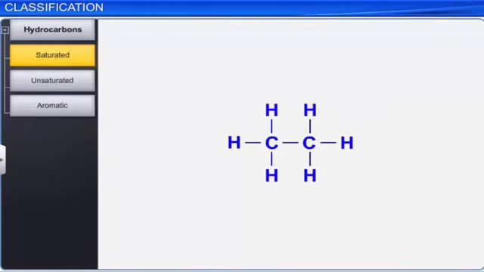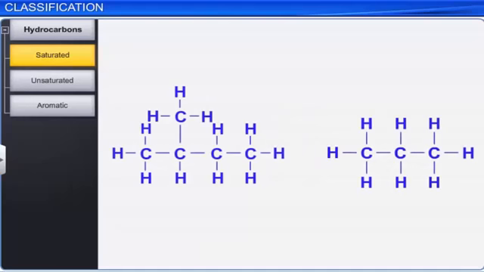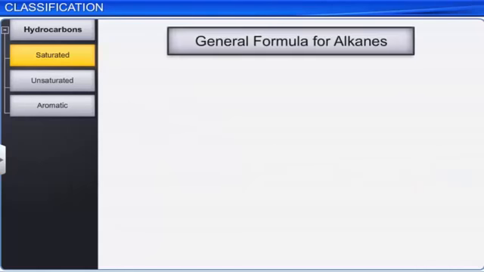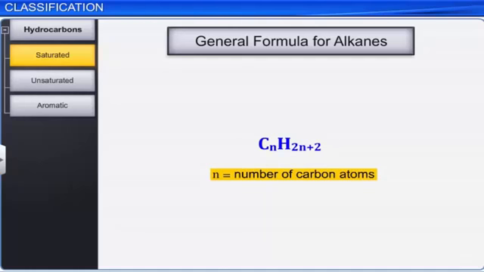Saturated hydrocarbons are the hydrocarbons consisting of carbon-to-carbon single bonds. Saturated, open-chain or acyclic hydrocarbons, in which carbon atoms are linked by straight or branched chains, are called alkanes. The general formula for alkanes is CnH2n+2, where n is equal to the number of carbon atoms present.